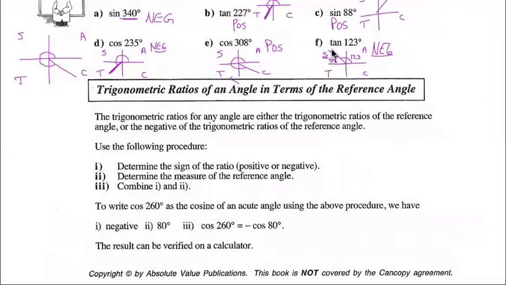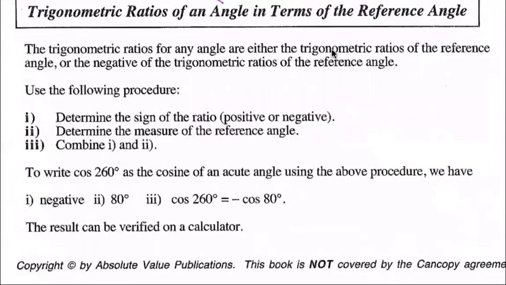And this is the process that we work through. So first, we determine the sign, whether it's going to be positive or negative. We determine the angle, the reference angle itself, based on the information that we're given, and then we combine 1 and 2 together. Okay, so here's an example. To write cosine of 260 degrees as the cosine of an acute angle using the above procedure.